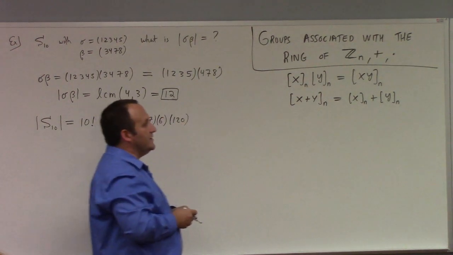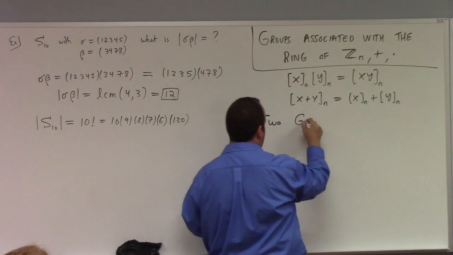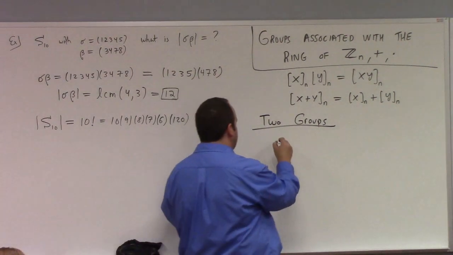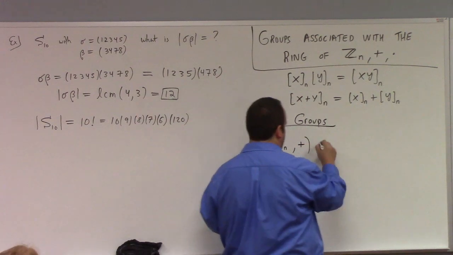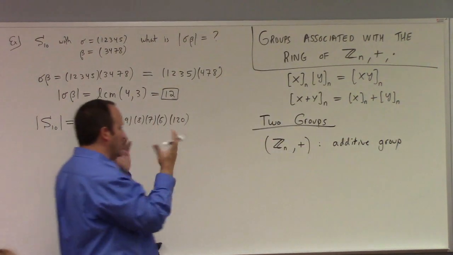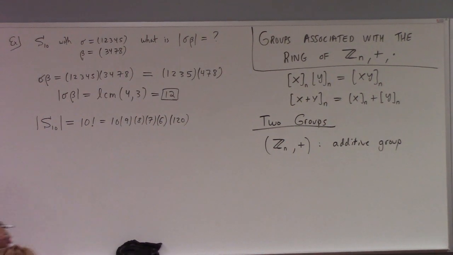So the point is, with Zn, we have these two things to play with, addition and multiplication. There are two different groups you can form, and it's important to understand which one you're working with, because one is multiplicative and one is additive. So Zn paired with addition is an additive group, and it works on the whole of Zn. Is the sum of two things in there again in there? Yes. Are there negatives? Yes. Is 0 in there? Yes. Does everything have an additive inverse? Absolutely. Is modular arithmetic associative? It is. That's a group.